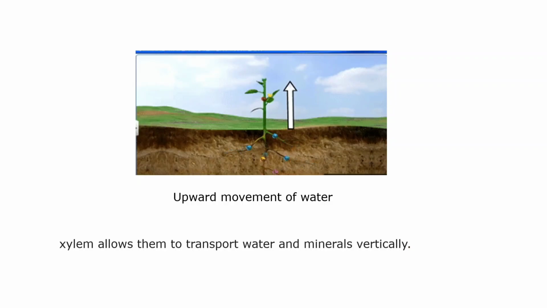Here I have shown a video. You can observe how xylem allows them to transport water and minerals vertically in an upward movement, where the root absorbs the water from soil and it is transported throughout the plant.